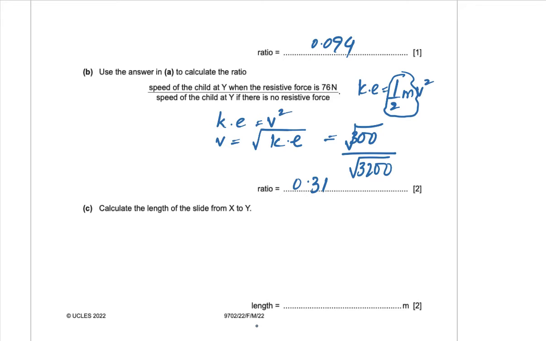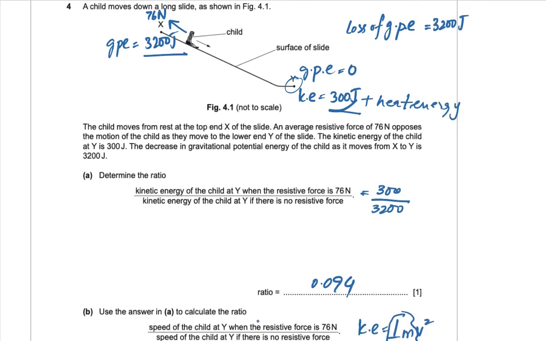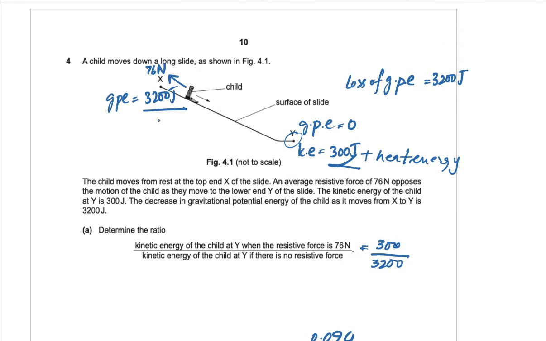Now part C, calculate the length of the slide from point X to point Y. So this is what they're asking you to calculate. This is the distance that this child covers when he slides from this point until this point.